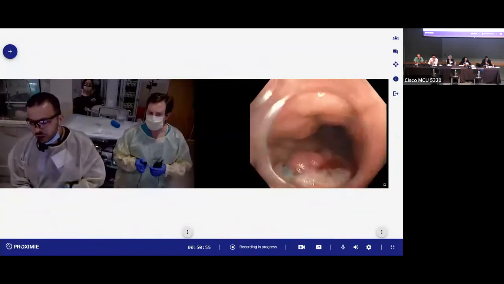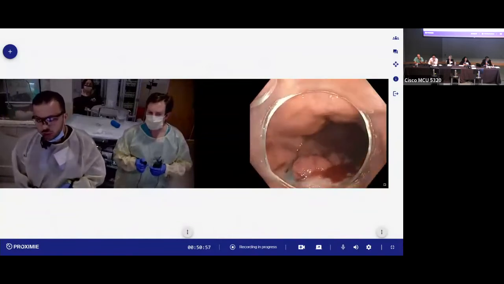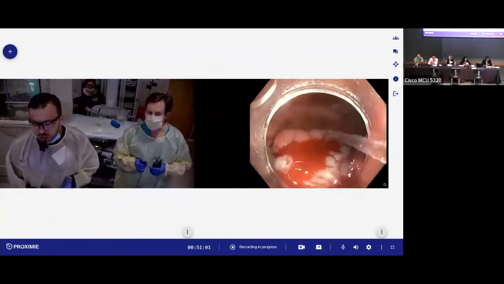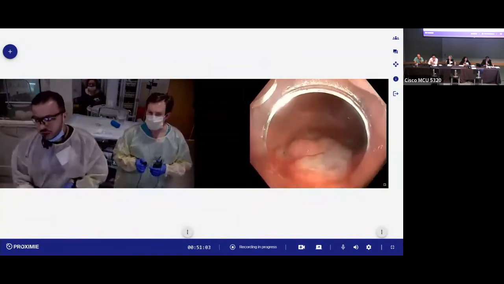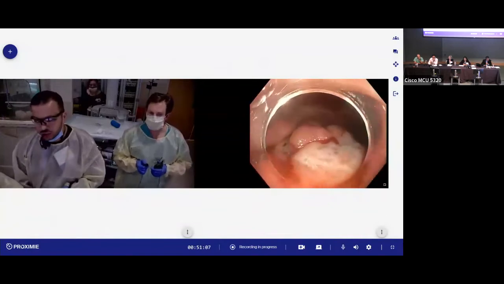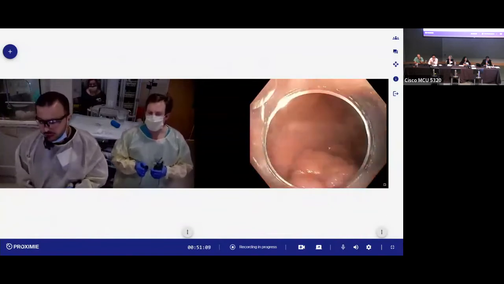And as I always say, you don't have to lift the whole lesion at once. Sometimes it's just a stepwise process. Just go slow. We're going to cut the first piece of this lesion and then continue this process of injecting and cutting.